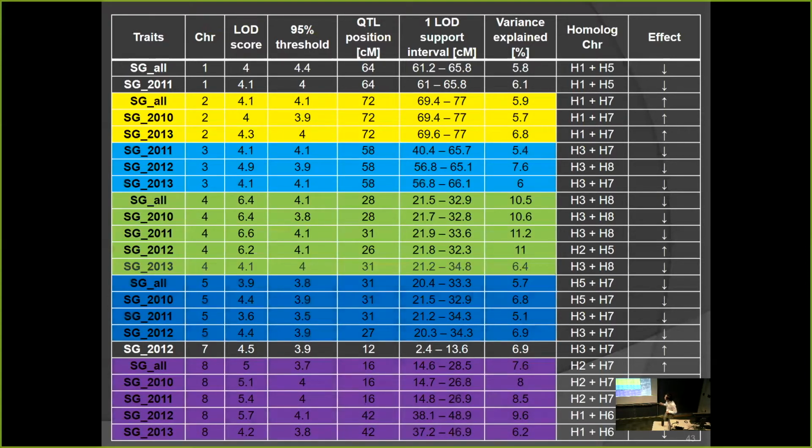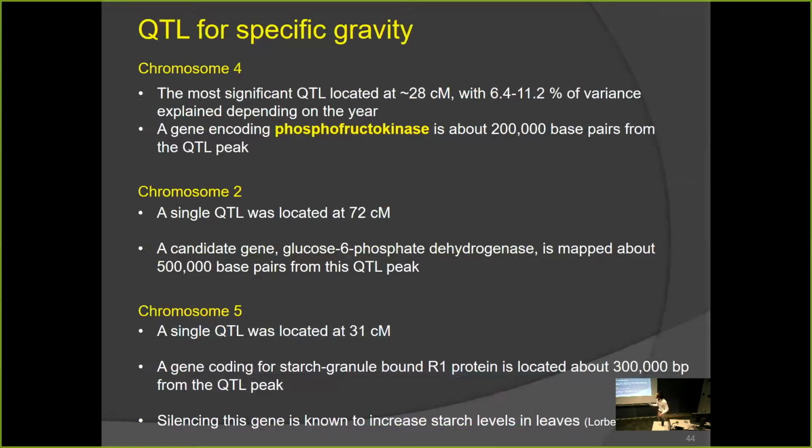While analyzing, I realized that chromosomes 2, 3, 4, 5, and 8 show QTL peaks which appeared at the same position or very close positions to each other. On chromosome 4, the most significant QTL peaks exist at 28 centimorgan, explaining 6.4 to 11% of the variance, depending on the year. And a gene encoding phosphofructokinase is about 200,000 base pairs away from the QTL peaks.